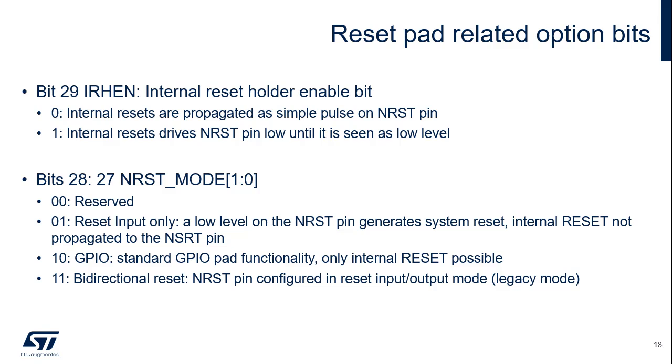Bit 28 configures the NRST pin to function either as a GPIO, as a reset input only, or as both a reset input and output. When set as a reset input and output, bit 29 configures the output stage to be either a pulse generator or a low-level driver, which keeps the pin low until it is recognized as a low level. This feature is particularly useful when the reset line has a significant capacitive load.